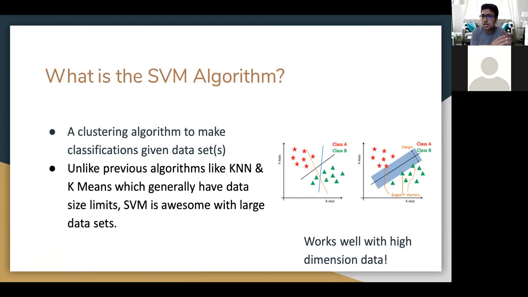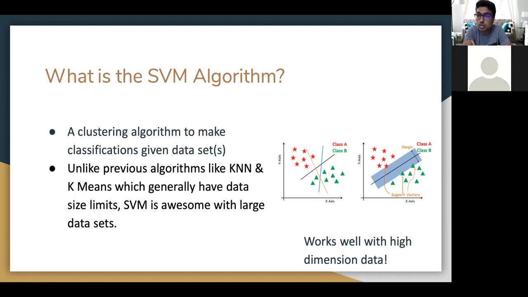Is this house worth this much amount of money? Unlike linear regression, remember that algorithm is for making predictions using a line of best fit. This SVM algorithm fits the general bubble of the k-means and KNN algorithms because we are making classifications. Now, the key difference is that those algorithms, K nearest neighbor and K means, have data limits. This is something we've talked about. We'd always like to talk about the limitations of what we are learning.